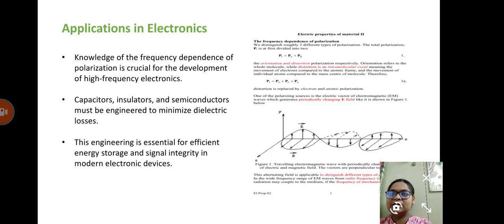Applications in electronics. Knowledge of the frequency dependence of polarization is crucial for the development of high frequency electronics. Capacitors, insulators, and semiconductors must be engineered to minimize dielectric losses. This engineering is essential for efficient energy storage and signal integrity in modern electronic devices.